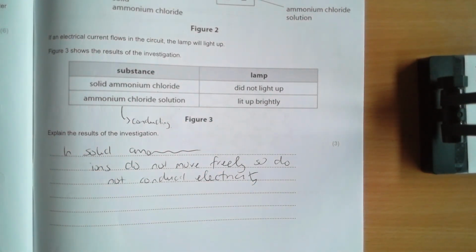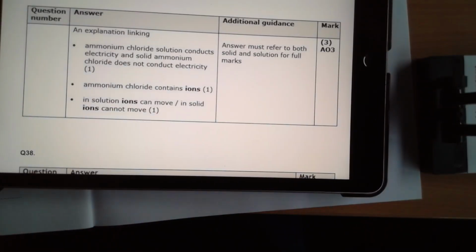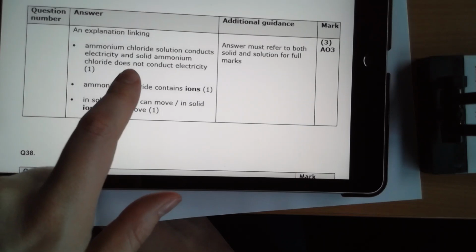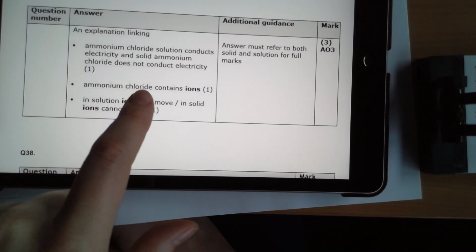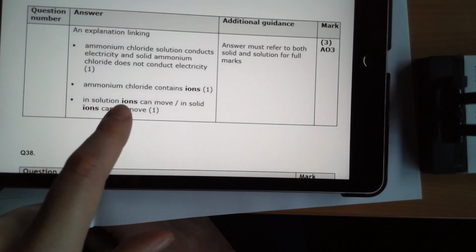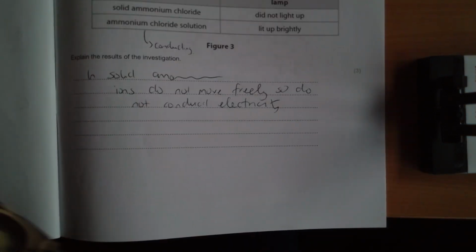Let me find it on the mark scheme. Yeah, okay, so that's all you need, effectively, that's all you need to say is the solution conducts electricity, the solid does not, and then you explain why. The ammonium chloride contains ions, yes, both cases it contains ions, but in the solution the ions can move, and in the solid the ions cannot move freely, okay?